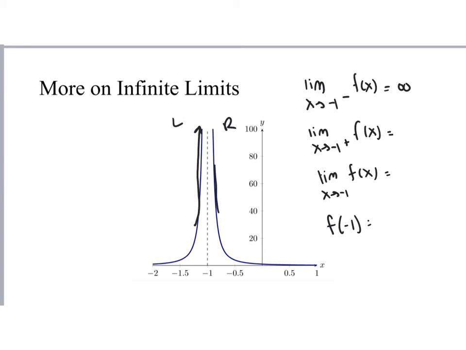And from the right, it does the exact same thing. It looks like it approaches infinity. Therefore, the limit as x goes to -1 is infinity. However, for f of -1, we have this asymptote. I know we spoke a bit about asymptotes last week. An asymptote is where we approach a value, but we never actually hit that value. So we always approach -1, but we don't actually get to hit it. So f of -1 does not exist.